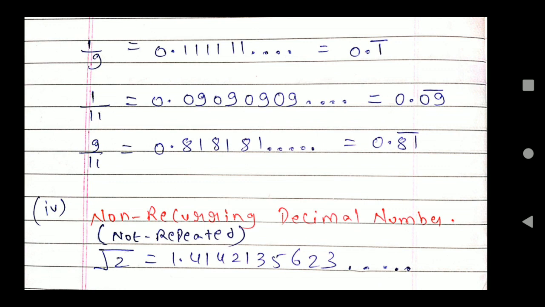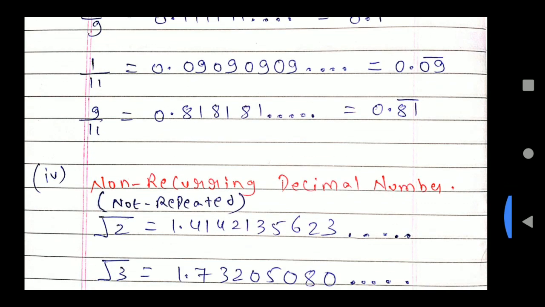What is the value of root 2? 1.41421356623 dot. How do we get this value? By the long division method. Later we will discuss how to solve root 2, root 3, root 5, root 7 in the long division method. Later we will discuss that in another video.